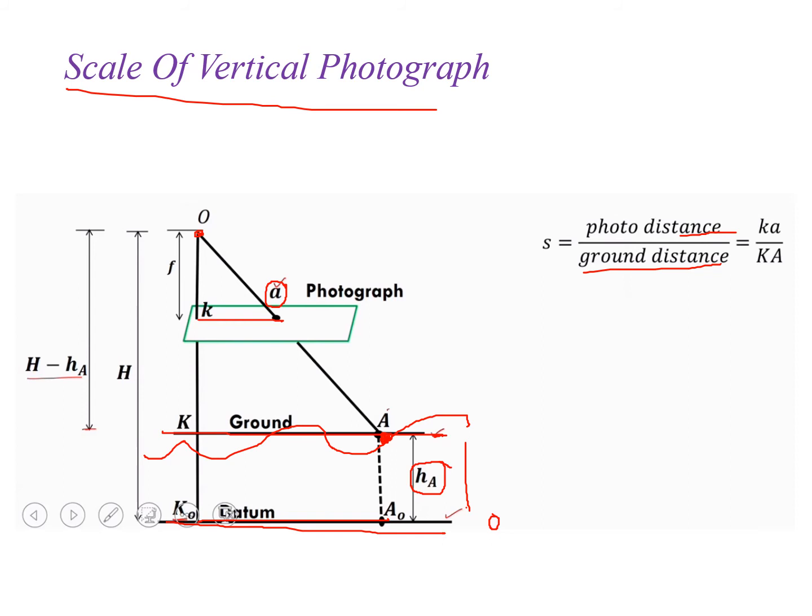One more thing, this is above the ground, what is the height? So always you have to consider h as your flying height, which will always be measured with respect to the datum. If you want to know it with respect to any ground point, because there are so many points and all the points will have different elevations, then for any point, the elevation above ground will be h minus ha.